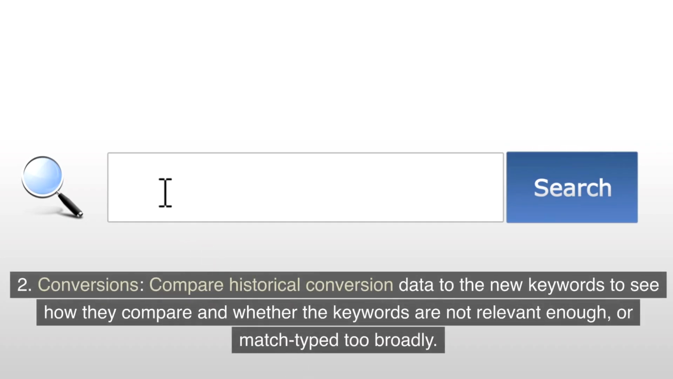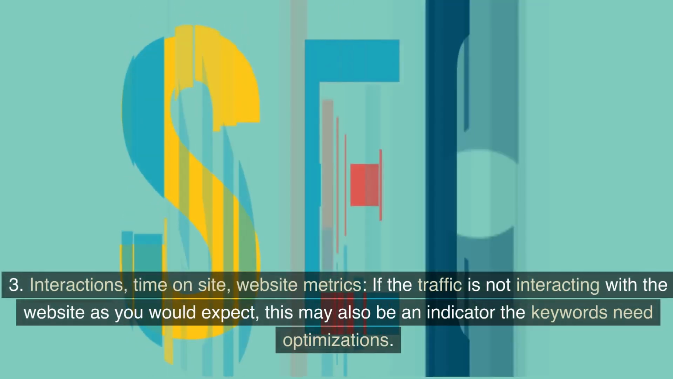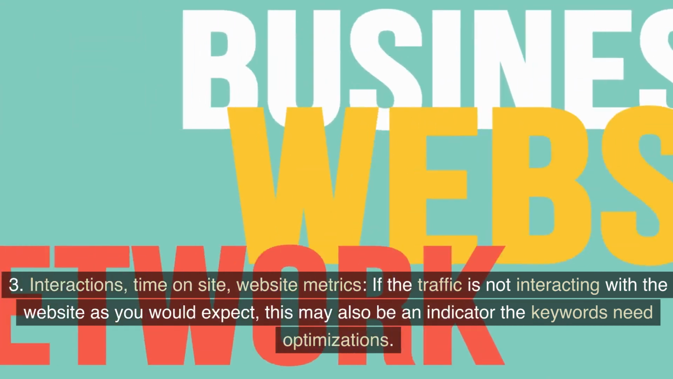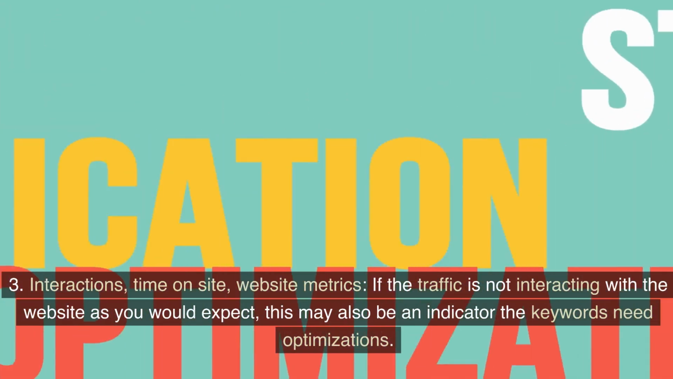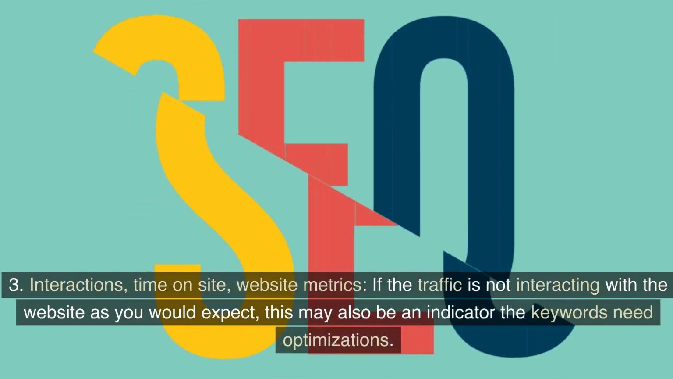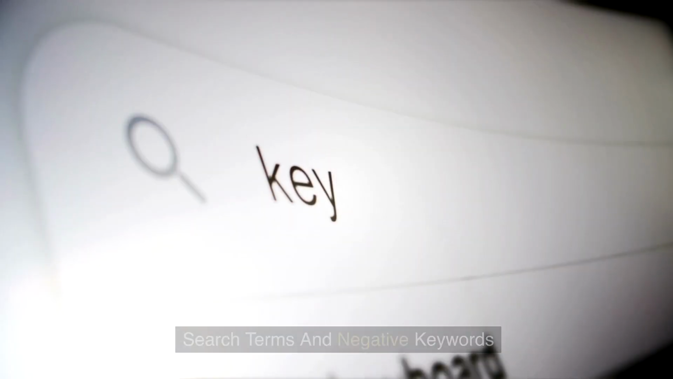2. Conversions. Compare historical conversion data to the new keywords to see how they compare and whether the keywords are not relevant enough, or match typed too broadly. 3. Interactions, time on site, website metrics. If the traffic is not interacting with the website as you would expect, this may also be an indicator the keywords need optimizations.